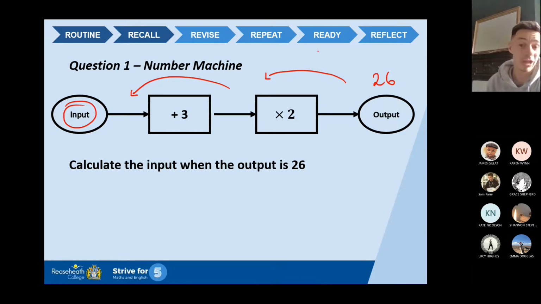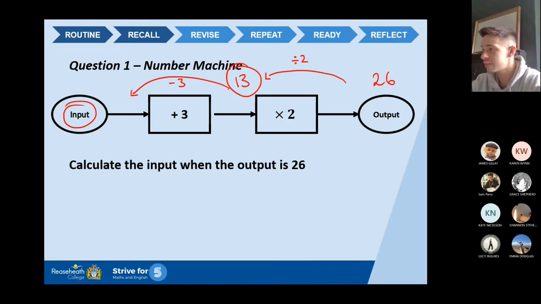Now, when we do go backwards, we have to do the opposite. So instead of timesing by two, we must divide by two. And then instead of adding three, we must subtract three. So step one, 26 divided by 2 is 13. 13 take away 3 is 10.